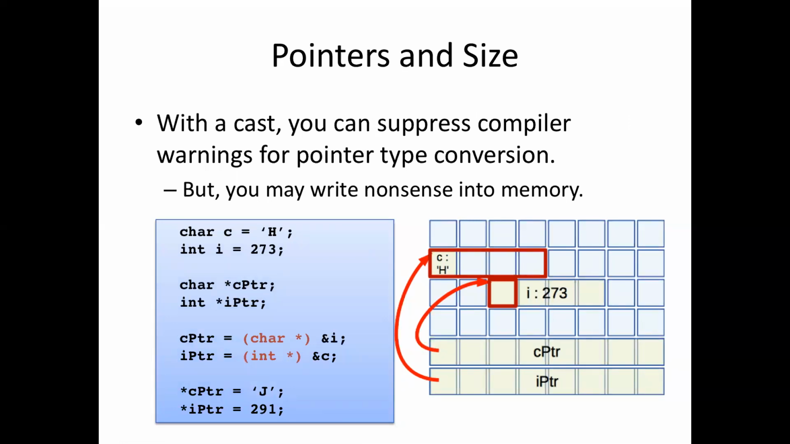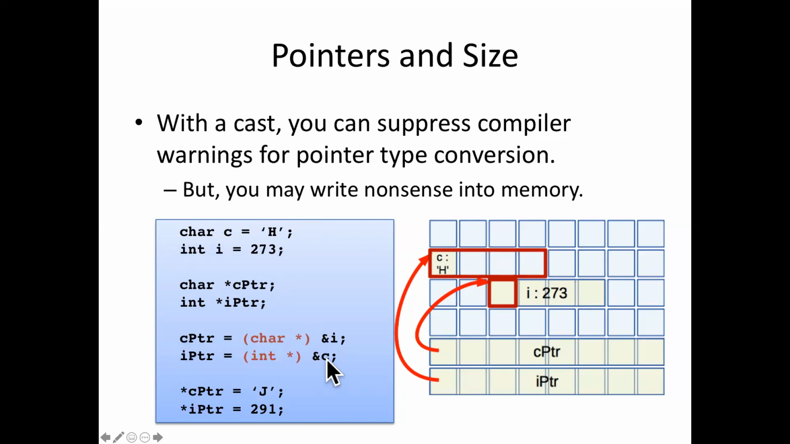So here, same kind of code. I make a char and an int. I make a couple of pointers that could point to those things, but I switch them and make them point to the wrong thing. So I take the address of the int and I use a cast to say, pretend this is really a char pointer. And if I do that, the compiler will let me do this assignment.